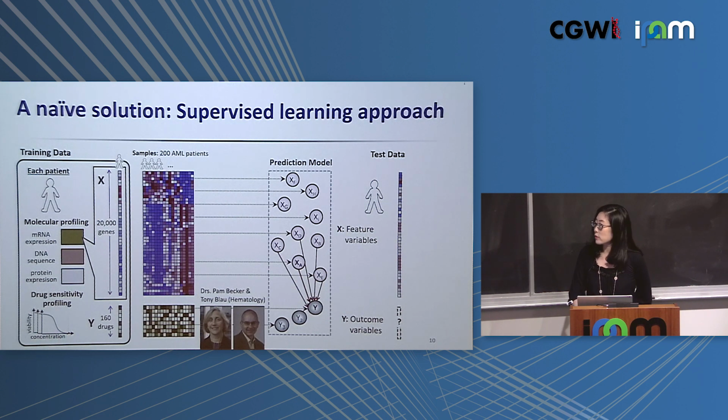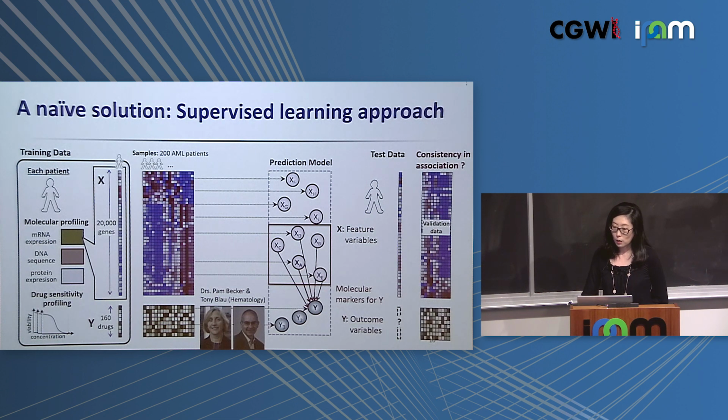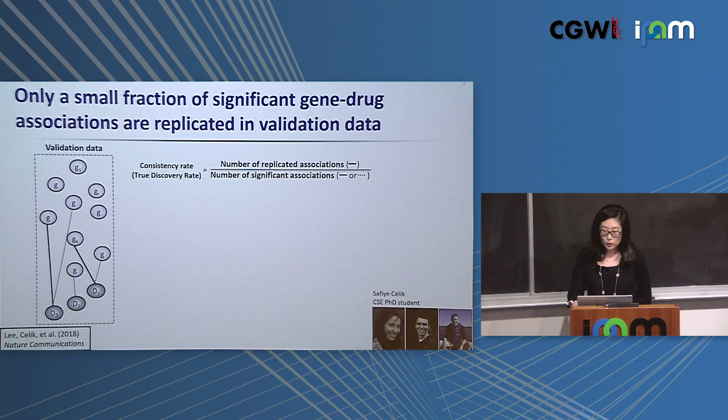And to see whether this supervised learning approach works well, we first evaluated the simplest form of a supervised learning approach, which is a univariate model, which means that you first identify significant gene-drug associations, pairwise, and then we checked whether many of these pairwise associations are replicated in an independent left-out validation data set. And then we can compute the consistency rate, defined as the number of associations replicated in an independent validation data set divided by the total number of significant associations, which can be interpreted as some empirical true discovery rate.